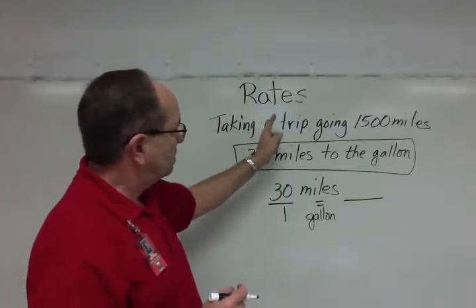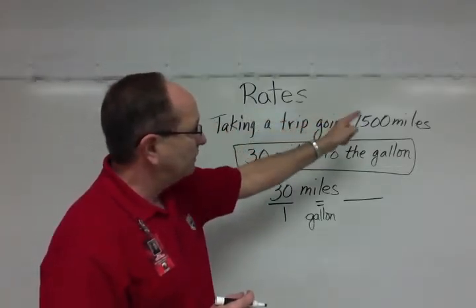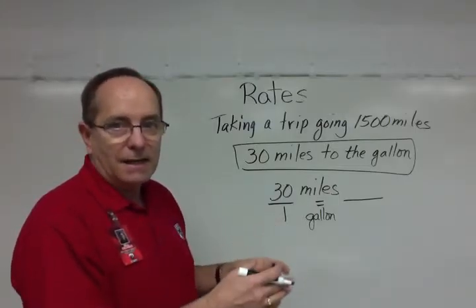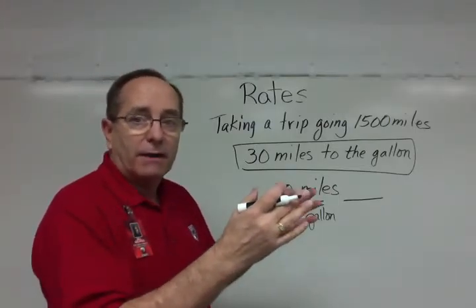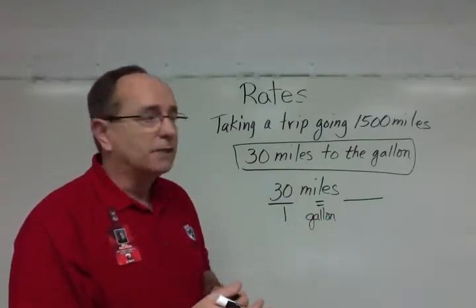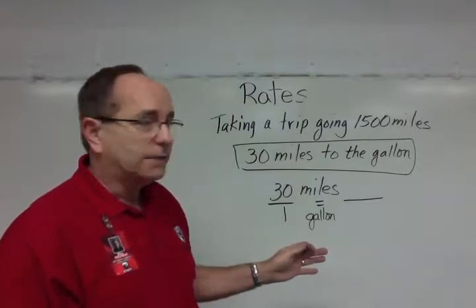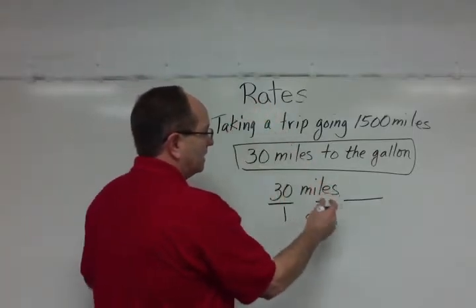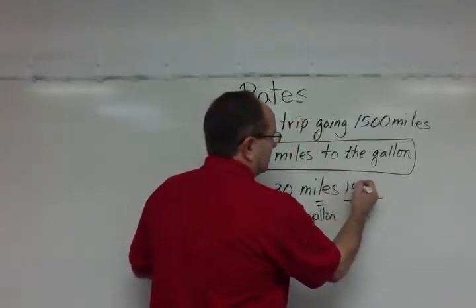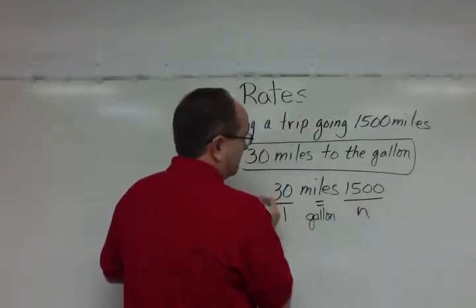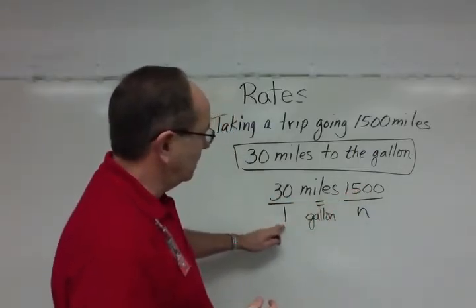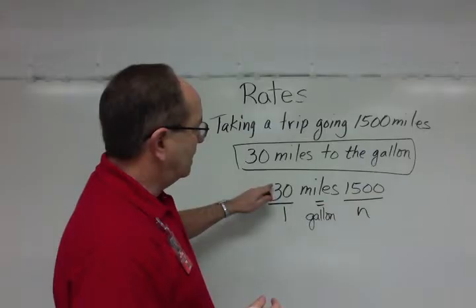And now I go back to the question, taking a trip going 1,500 miles. The question is, how many gallons will that be? And then I would have another step. If it's $2 a gallon, I'd have to figure out how many dollars that is. But we just want to find out the gallons first. So how many gallons will that be? Well, there's my variable. And then 1,500 goes into here because that's with my miles. This is with my gallons. So again, cross multiply. 1 times 1,500 is 1,500 divided by 30.